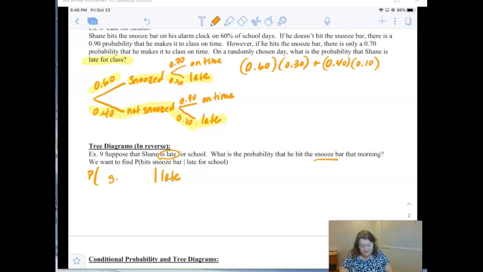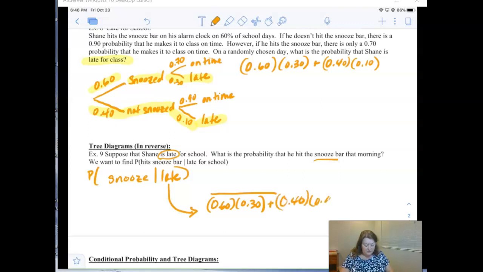So snooze. So I'm going to use that same tree diagram, but we're going to go back to that conditional probability again and make this our denominator. So how many different ways was he late? Well, that was the answer in our previous one, right? So that was the 0.6 times 0.3 plus 0.4 times 0.1. Okay, so there's our late. Those are all the ways we could be late, either traveling the first pathway or the bottom pathway.